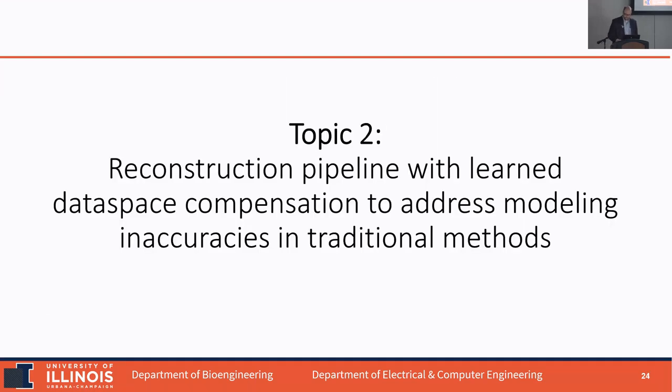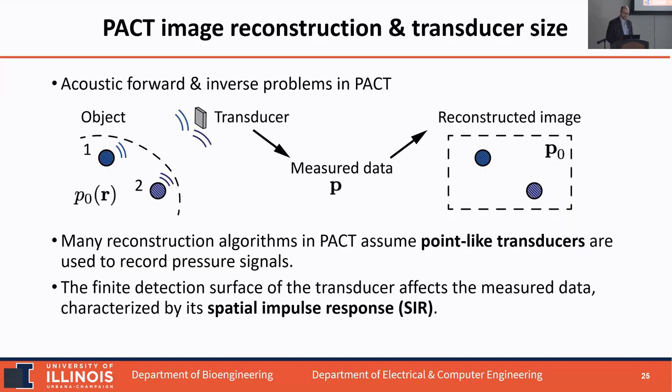Okay, so I think I can quickly go over a few more things regarding the use of learning to compensate for transducer responses. I just have a few slides here, but I'll just highlight it. This is kind of a review of what I already told you about the measurement process in PACT. Again, we start off with our object. It irradiates ultrasound waves. We measure them by a transducer. We reconstruct the data and get an image.